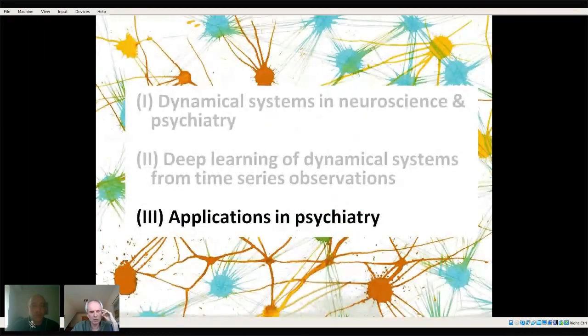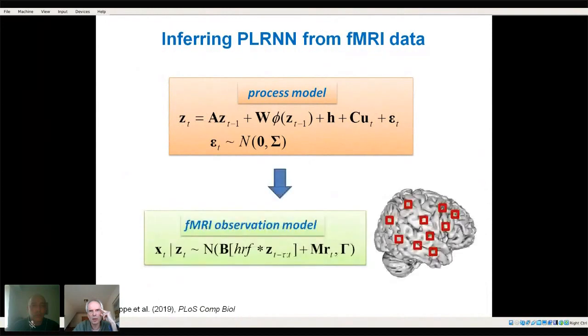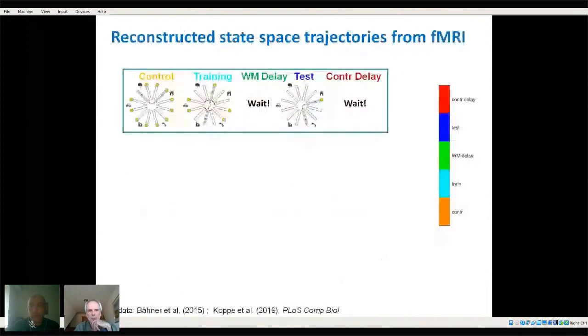Okay, so now to the last part, applications in psychiatry. In this case, we want to infer a piecewise linear recurrent neural network generative model from fMRI observations. So we have an observation model that takes the hemodynamic response filtering into account. So this is an example from tasks that Florian Bähner has run at that time in Andreas Meyer-Lindenberg's group.